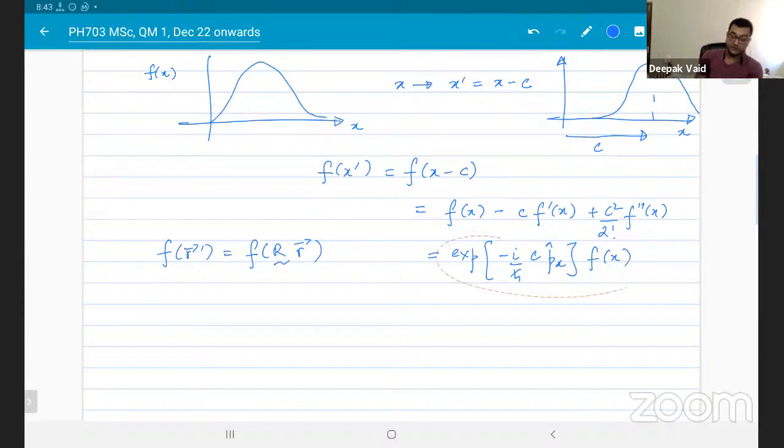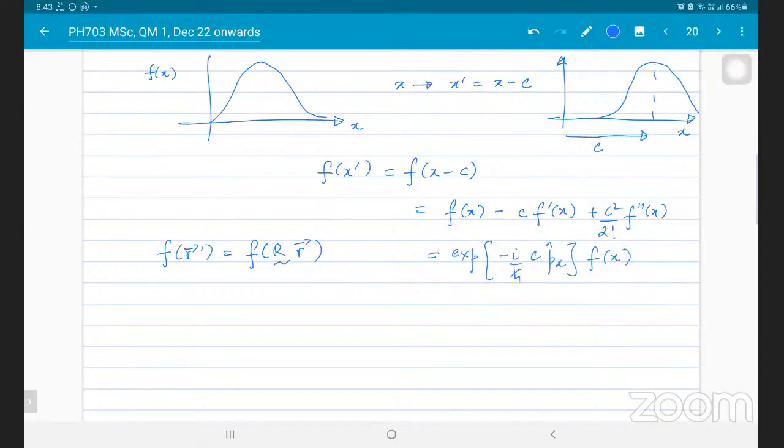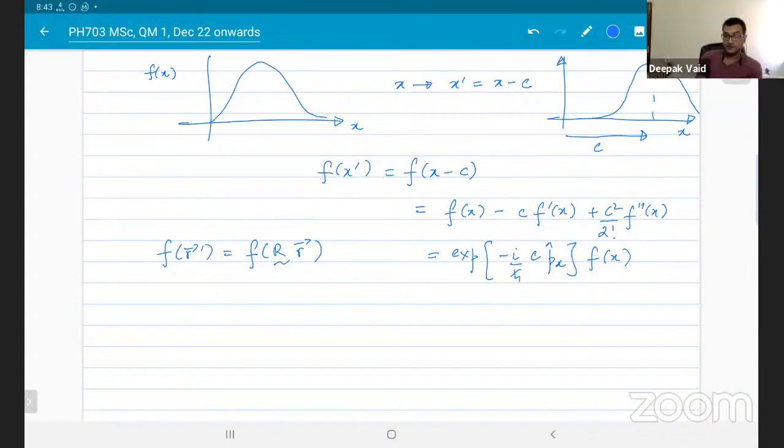Does this step make sense to you? Yes, sir. Okay? Px is i h bar d by dx, na? So h bar will cancel. I will also give you minus 1, that will cancel.